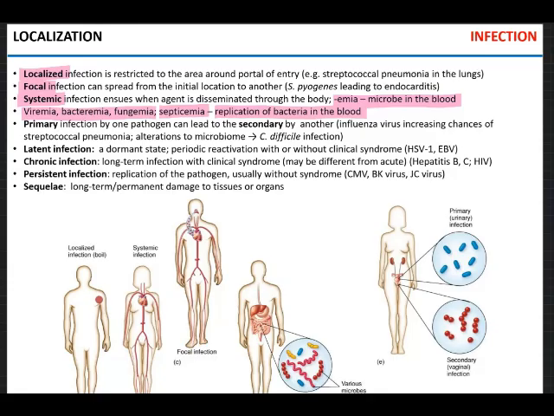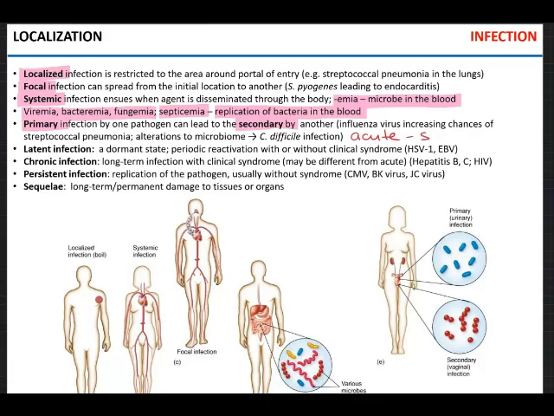Primary versus secondary. It is known that influenza virus infection increases the chances of streptococcal pneumonia. So, primary happens first, and then increases the chances of getting the second. Okay? Now, one term that I don't have here, but I'm going to put it on the screen.